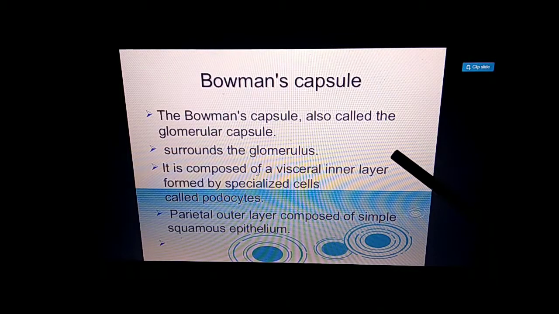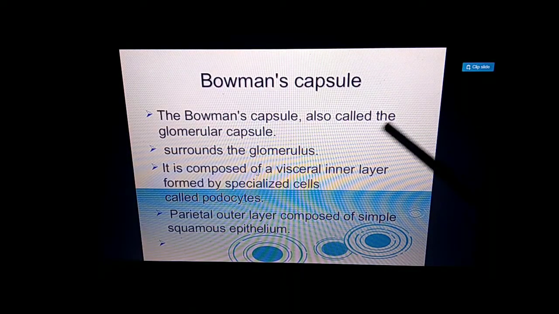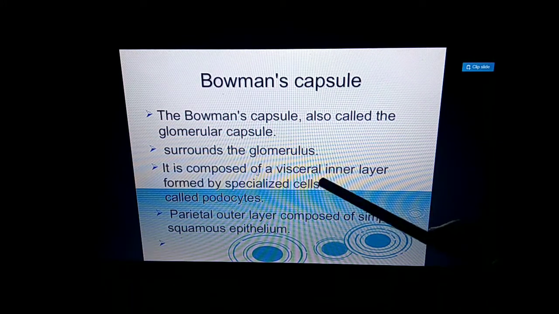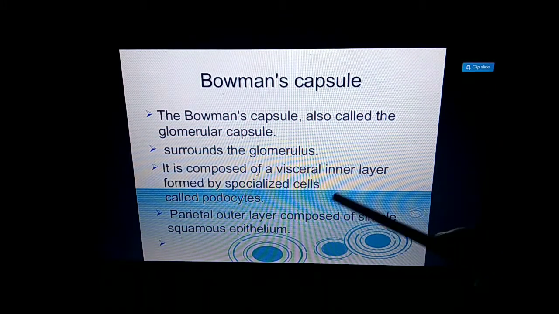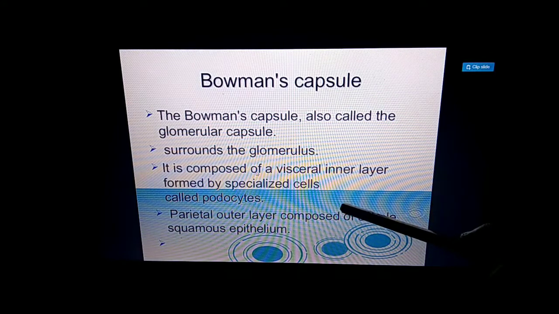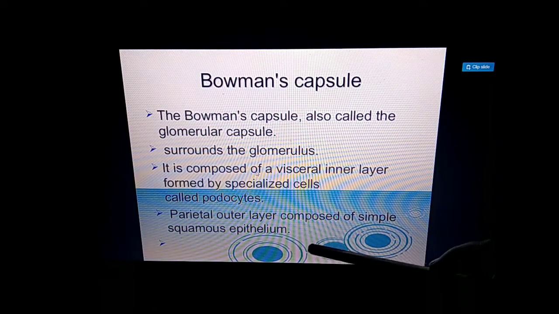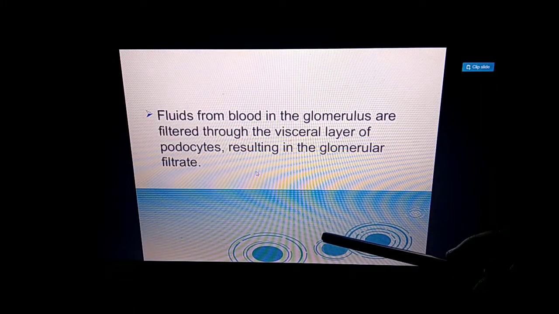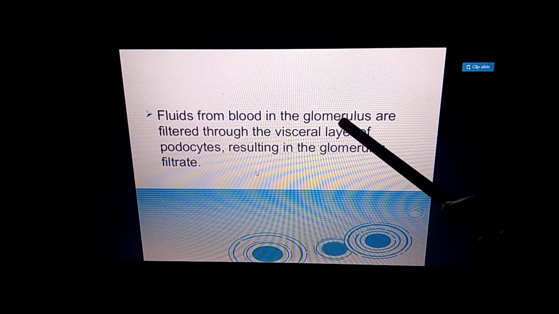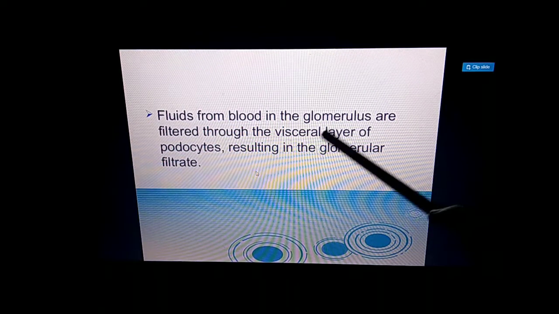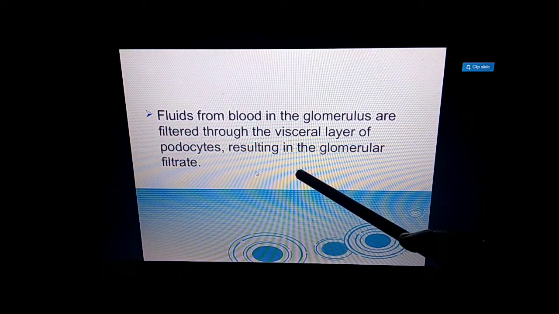This is the Bowman's capsule, also called the glomerular capsule. It surrounds the glomerulus. It is composed of a visceral inner layer formed by specialized cells called podocytes, and a parietal outer layer composed of simple squamous epithelium. The fluids from blood in the glomerulus are filtered through the visceral layer of podocytes, resulting in the glomerular filtrate.